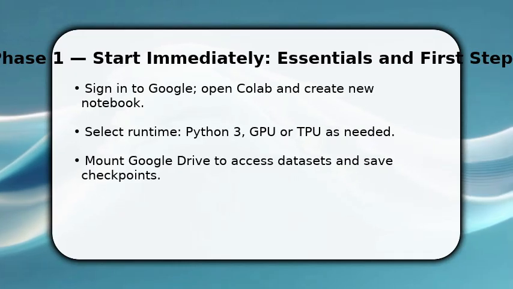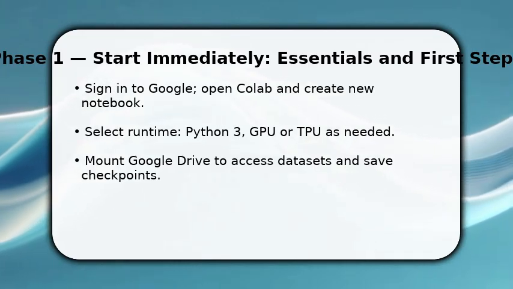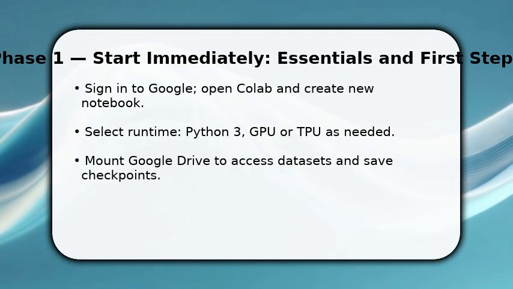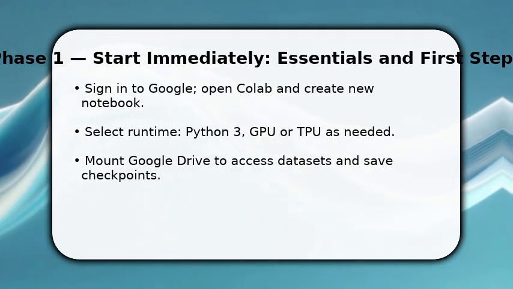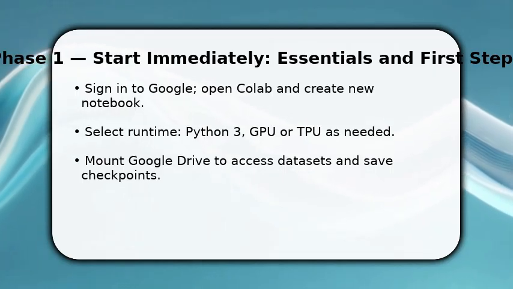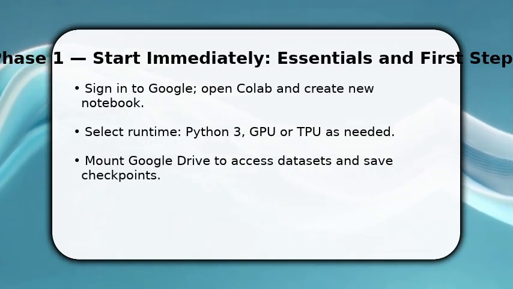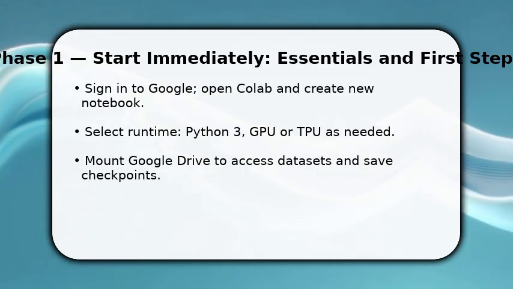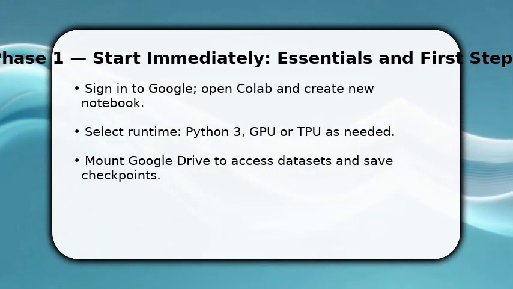You start by opening Colab and creating a new Python 3 notebook. Pick GPU or TPU in runtime to accelerate training. Next, mount your Google Drive so data and model checkpoints persist between sessions. Then, install any pip libraries at the top of the notebook and restart the runtime if required.